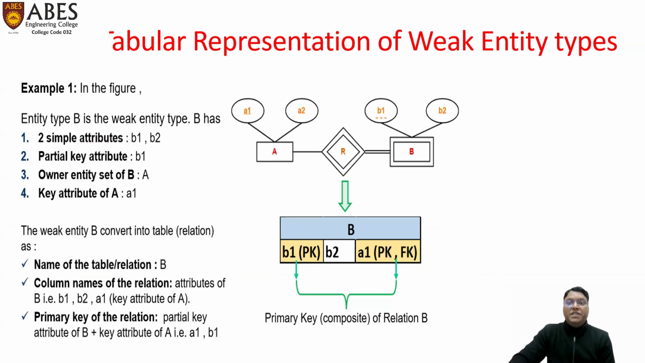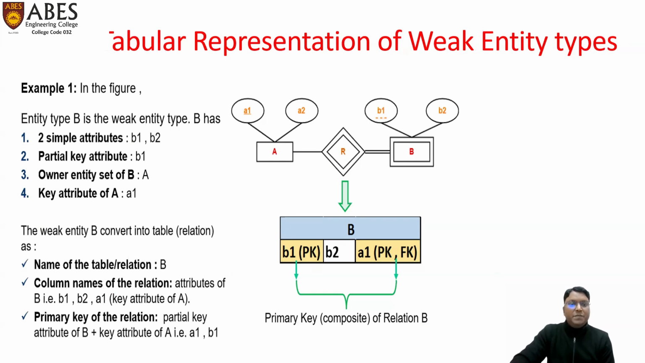Tabular representation of weak entity type. Here you can see that entity B is a weak entity because it is shown in a double rectangle, and B1 is the partial key because it is shown with a dotted line. Entity A is the strong entity and A1 is the primary key because it is represented with a single underline.